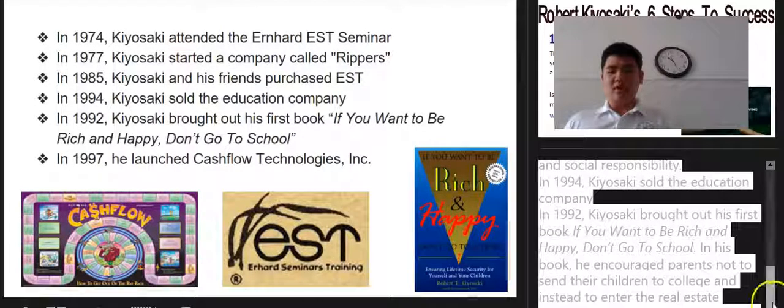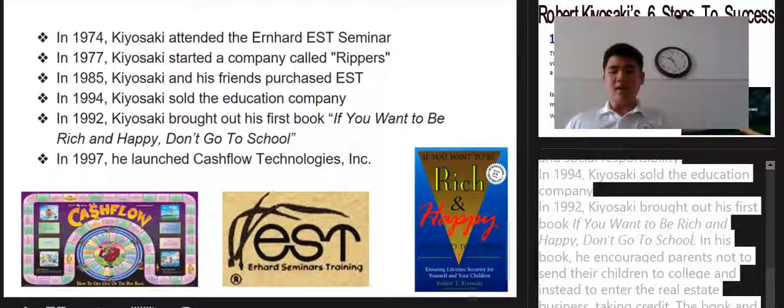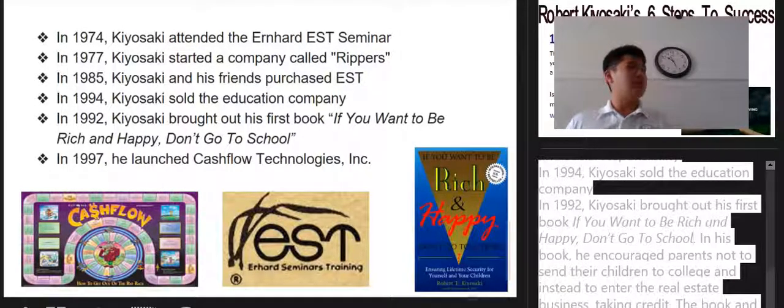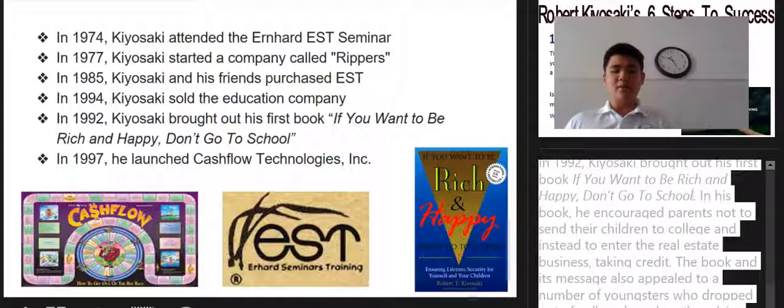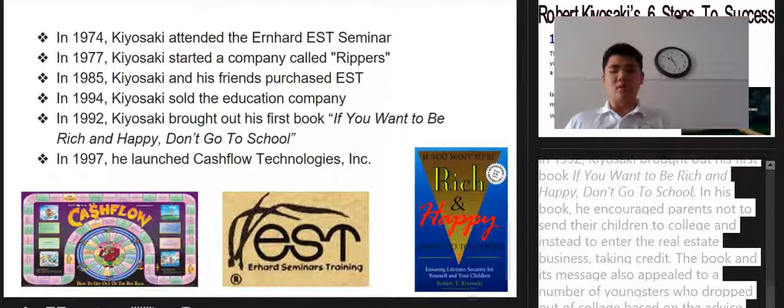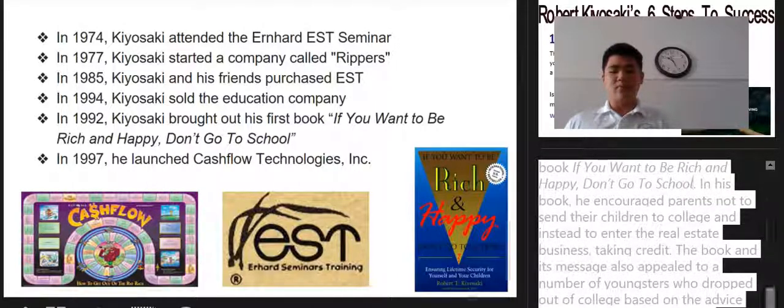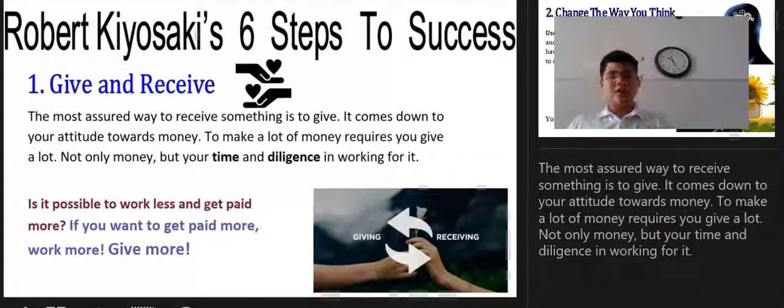In his book, he encouraged parents not to send their children to college and instead to enter the real estate business. Taking credit, the book and its message also appealed to a number of youngsters who dropped out of college based on the advice given in the book, and earned Kiyosaki a spot in the popular talk show where he propagated his message. And now I pass to my teammate.